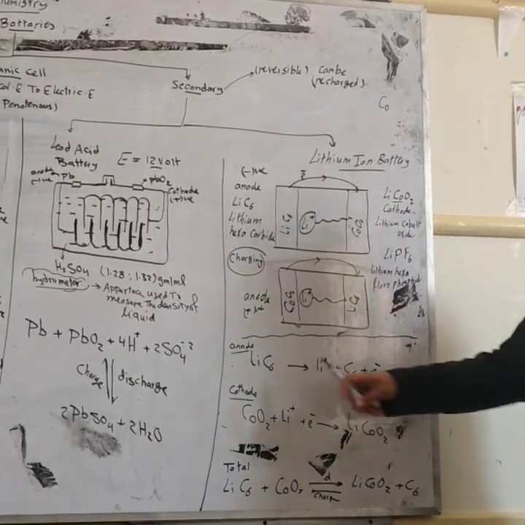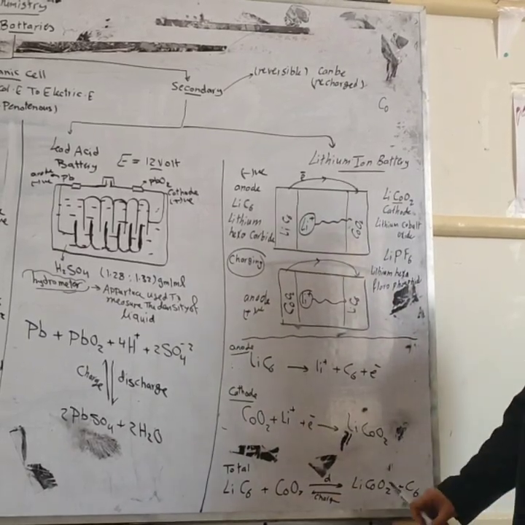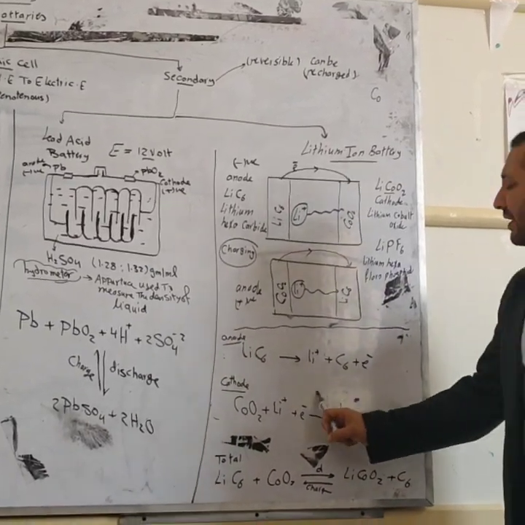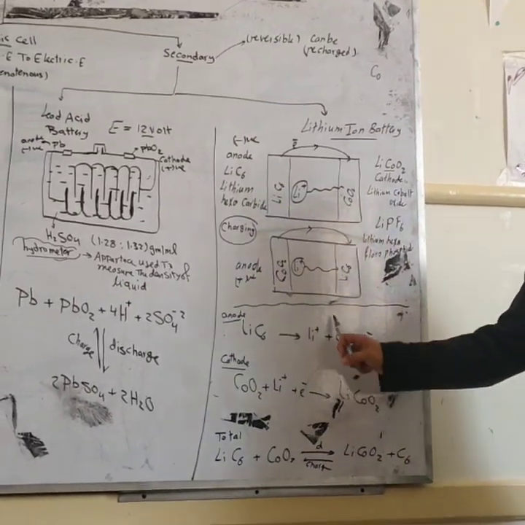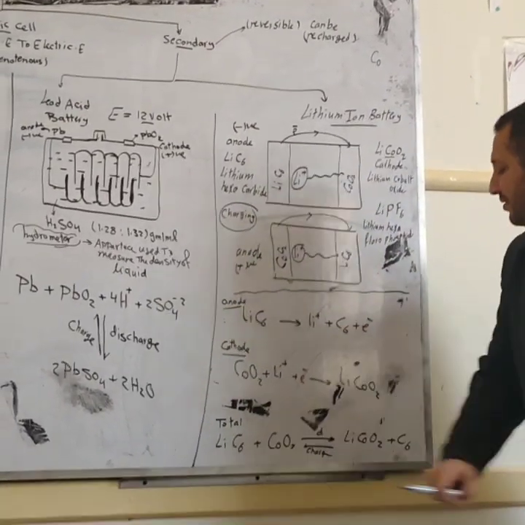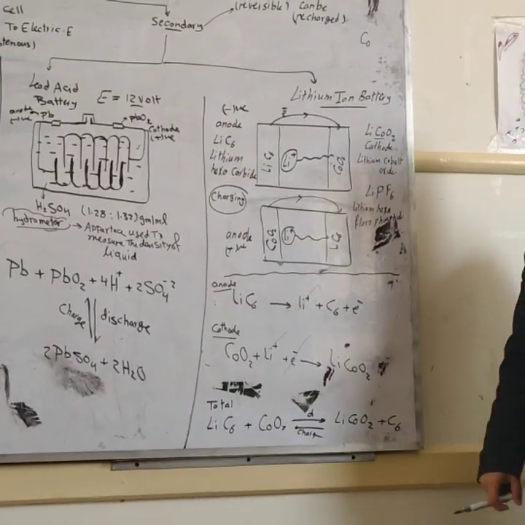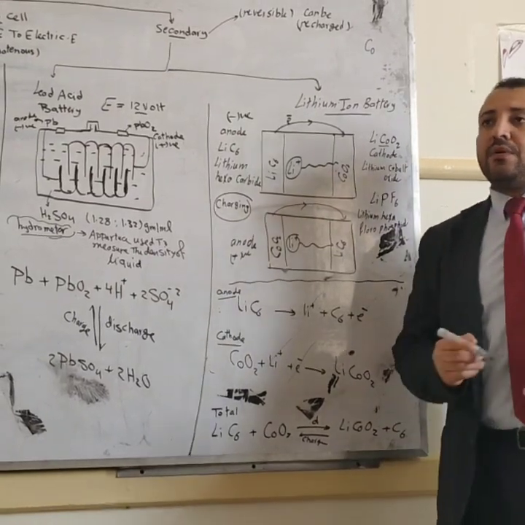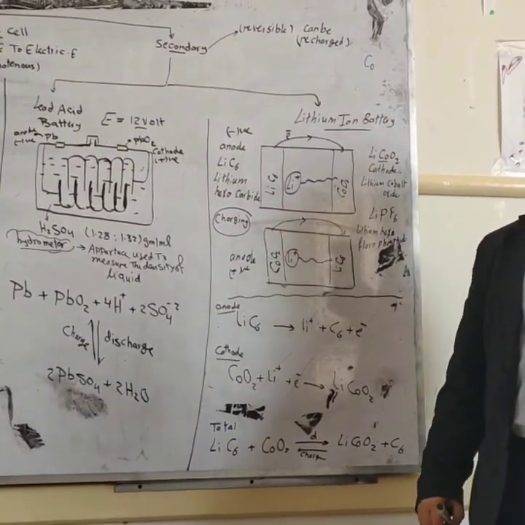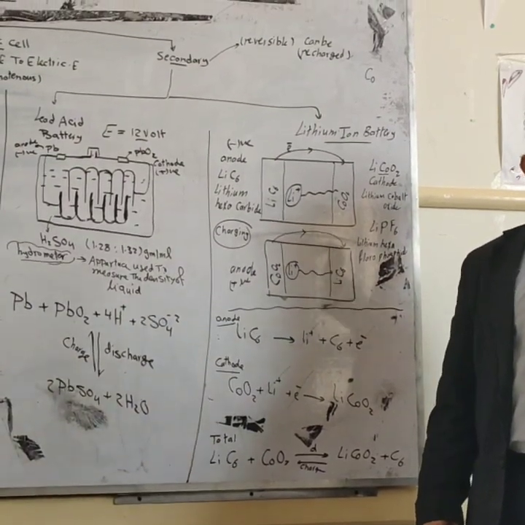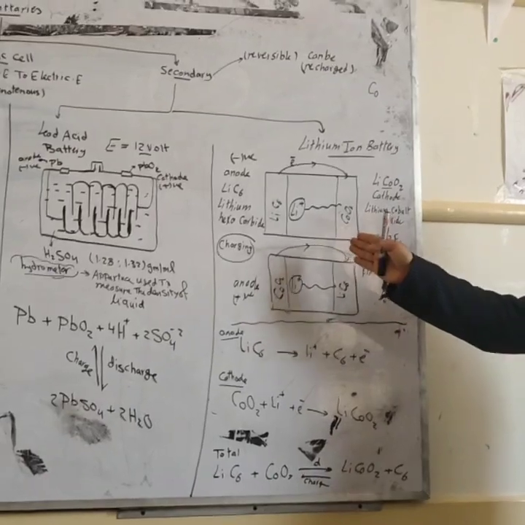What about the total reaction? Lithium carbide and cobalt oxide, with electrons neglected and the lithium ion neglected, give lithium cobalt oxide and 6 carbon at the end of this reaction. When you start recharging, you must choose a suitable charger to connect to the battery during charging so as not to make it burn.